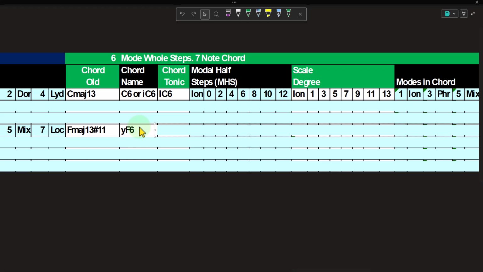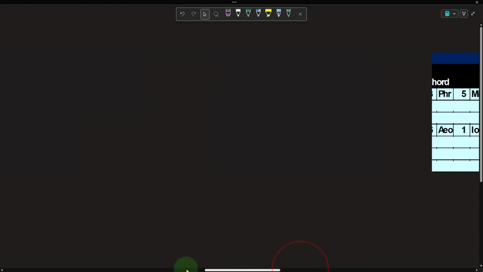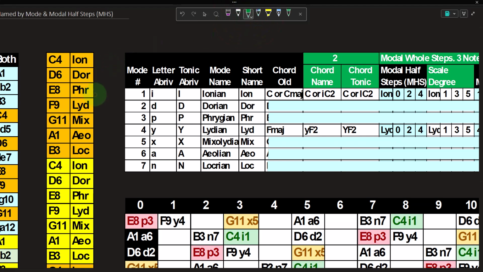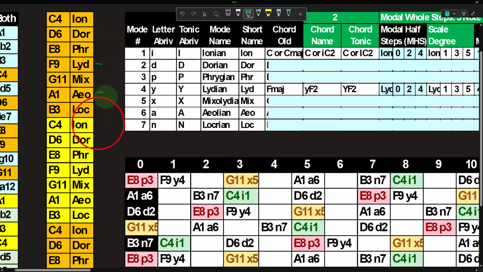something outside the diatonic key typically, right? So I would rather call it a Lydian F6, meaning it's a 7-note Lydian F chord. It's the F plus 6 modal whole steps. And if it was the tonal center, we can call it this. Let me go back over here one time and say, if it was the scale degree from the Lydian, 1, 3, 5, 7, 9, 11, 13, the 13 equivalent to the 6, right? That would be the idea.